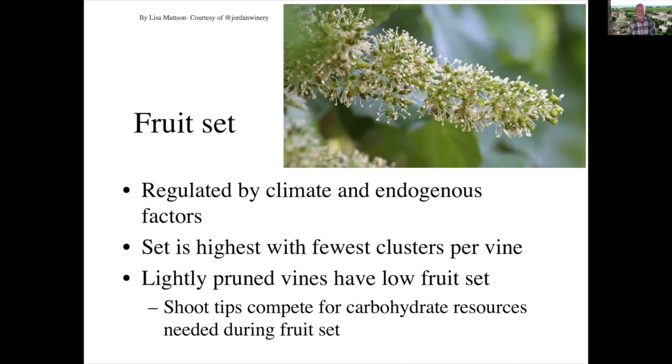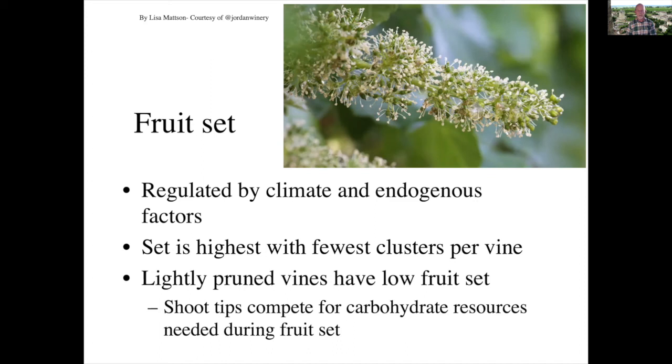Likewise, fruit set is higher when you have fewer clusters per vine. Why? Because when you have more clusters, you have more demand. More demand, if there's not enough supply, is going to reduce that sugar content or that sugar supply, and therefore reduce fruit set.